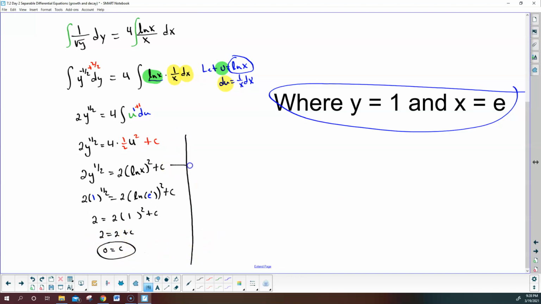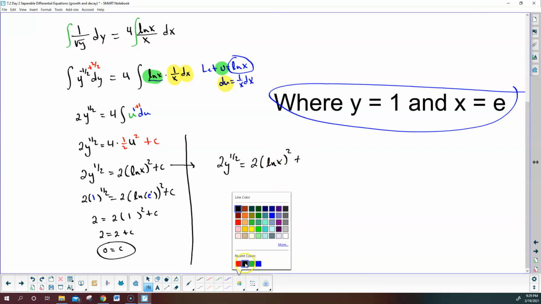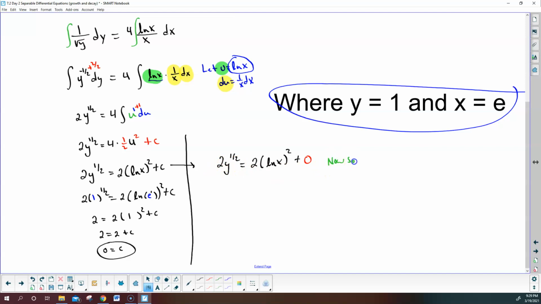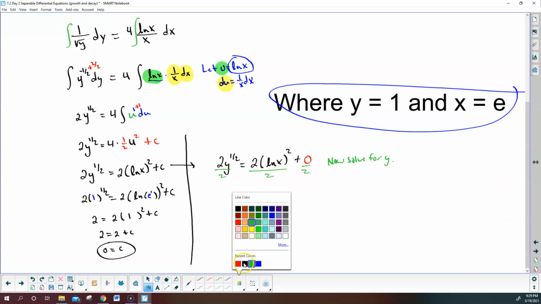So now we're going to go right to the spot where c first appeared, but I didn't take this one because this was written in terms of u. I want it written in terms of x. And you don't have to put the 0 in there because that doesn't help us at all. So I'm going to just kind of write it, but assume that it's gone. And then our job is to solve for y. So I would divide all pieces by 2.